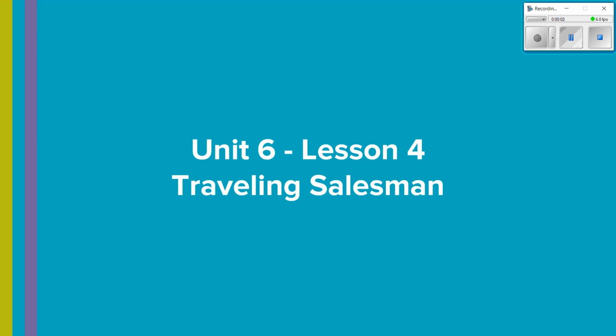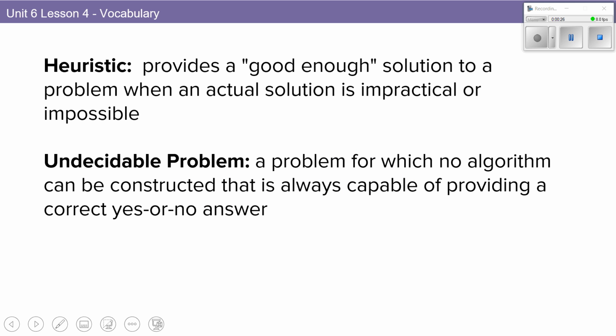So lesson four is on a very famous problem called the traveling salesman problem, which about every 1 or 2 years, somebody says they found a better solution to. It actually just happened last month that they released yet another improved solution to the traveling salesman. But what we're really focusing on here is a concept called a heuristic and dealing with what are called undecidable problems.